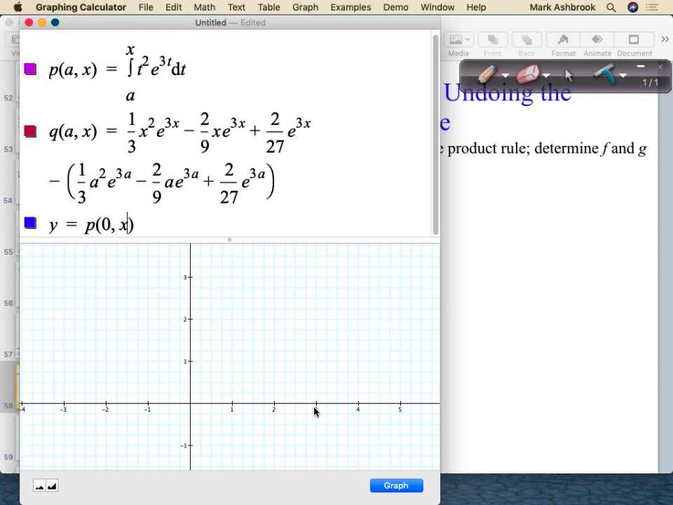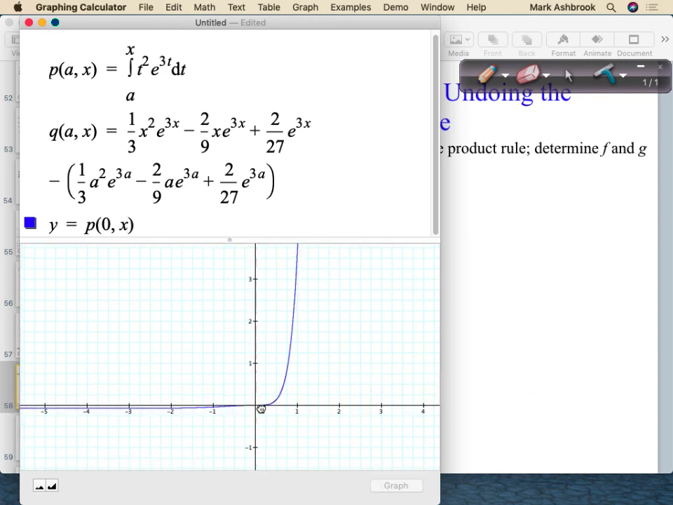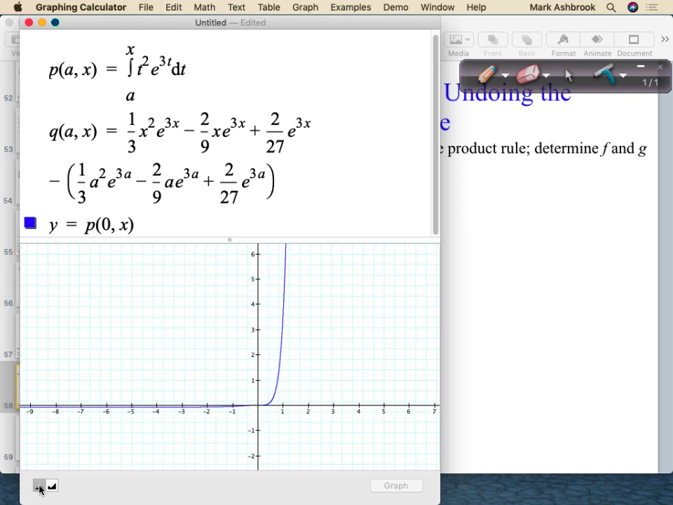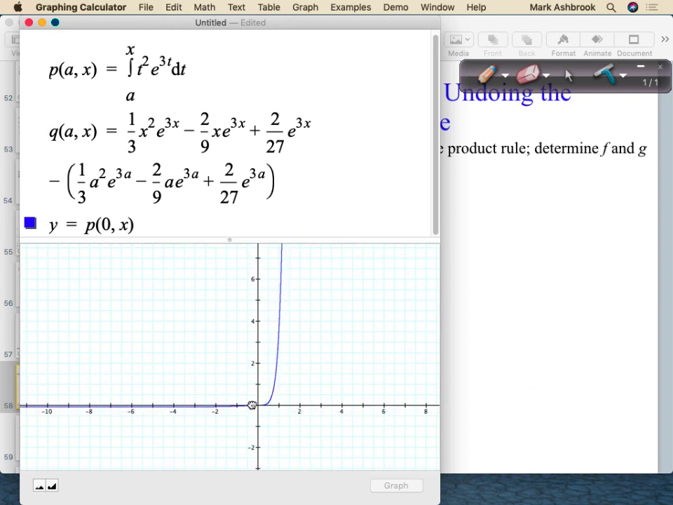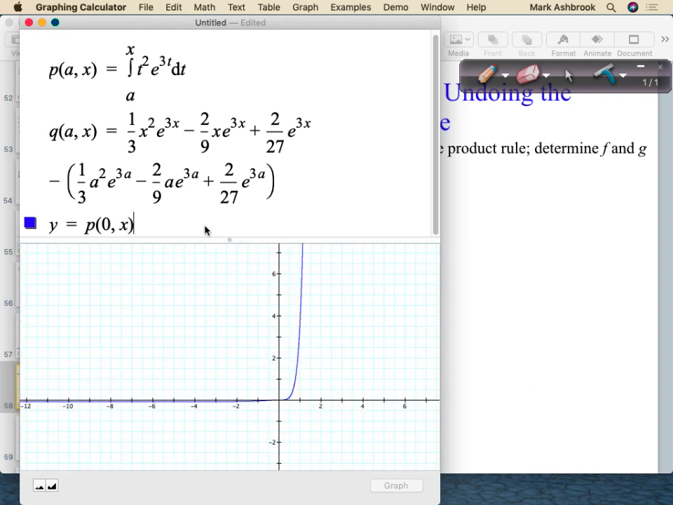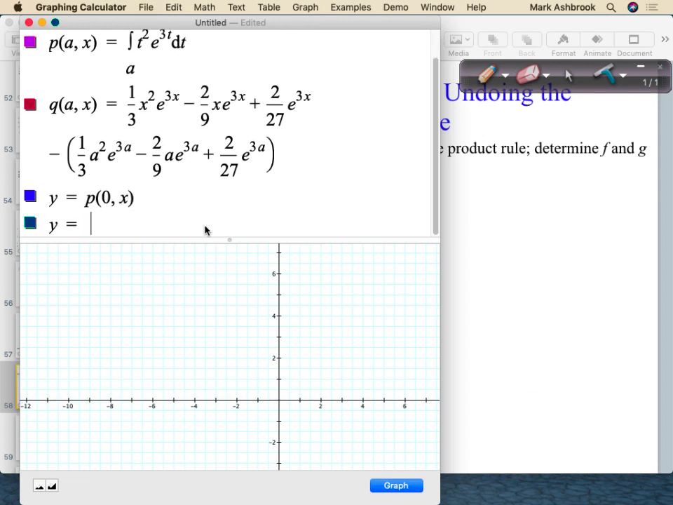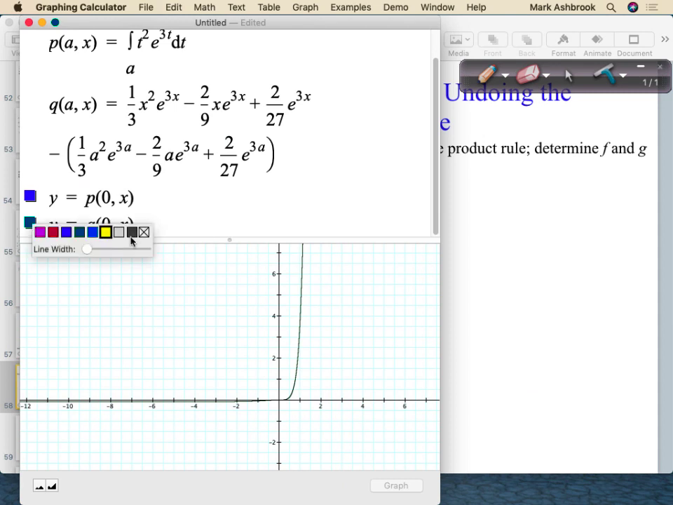Graph. So here's the function, and the moment you've been waiting for, graph the other one, starting at 0. And we should see exactly the same. So that's without the new one, the closed form. This is with both.